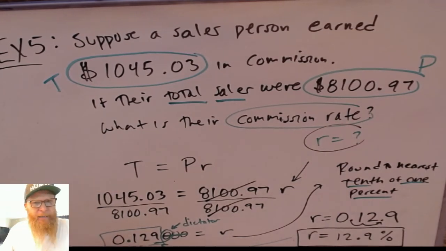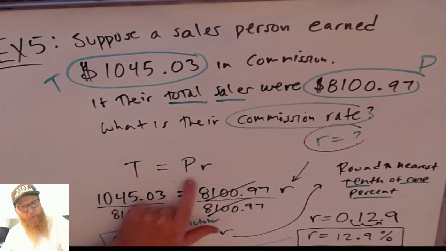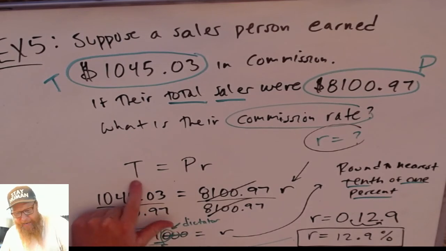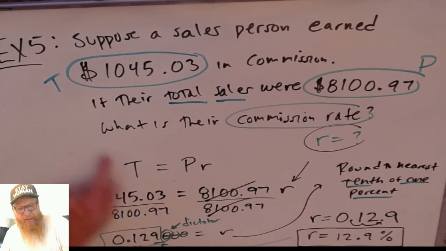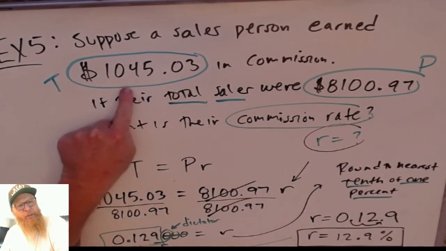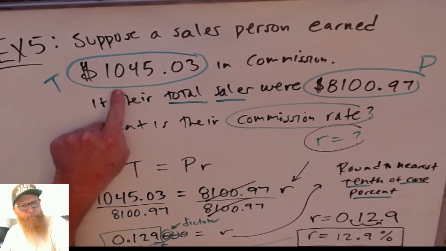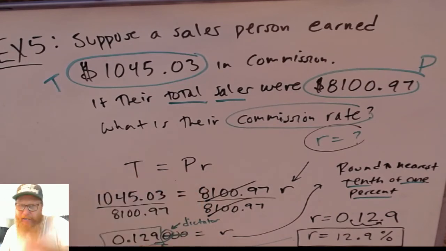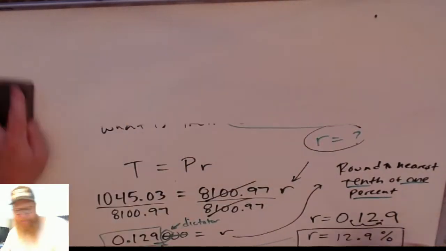And finally, I guess there's only 3 letters in this formula, so I can only ask 3 different things. I can either ask for T. T is the amount of commission. All right, it's like a tip. Or I could ask for P, or I could ask for R. I've already asked for T and R, so in my last example I asked for P.